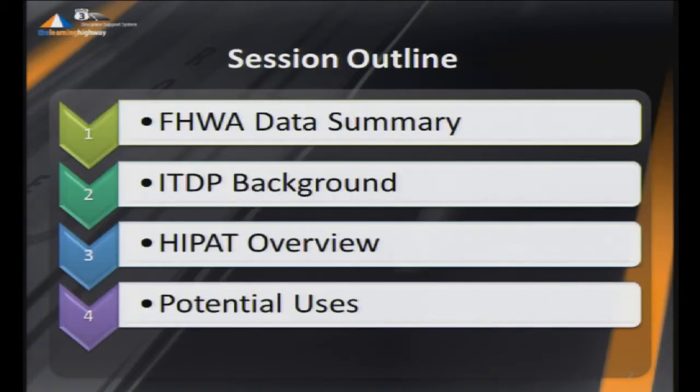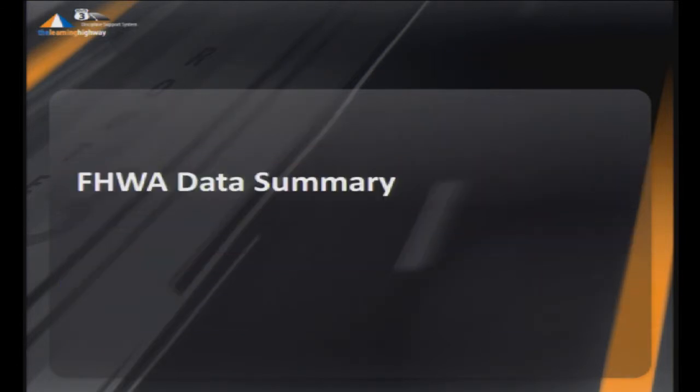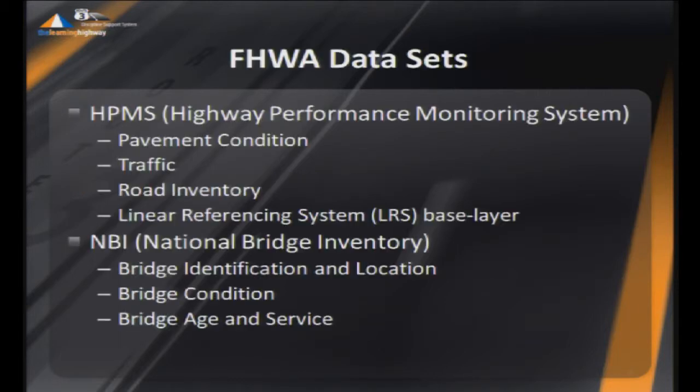So what I'm going to do in the presentation today is explain to you first what those data systems are. I know many of you may not be familiar with a lot of what Federal Highways data is, and then talk about the background of two different systems we're using to do that, and I'll explain what these are later, ITDP and HiPat, and then talk about some of the potential uses, and we're trying to go from there. So Federal Highway data, what do I mean? There are really four data systems that I'm going to talk about as part of this process.